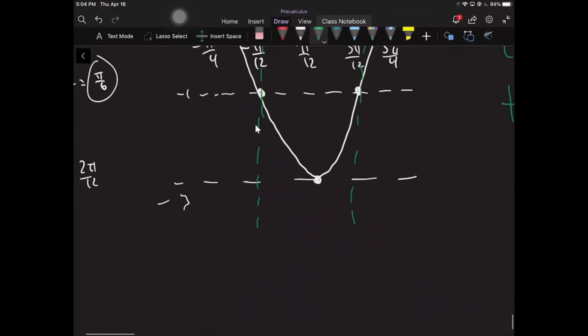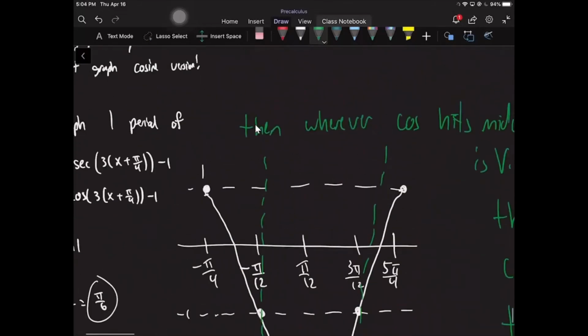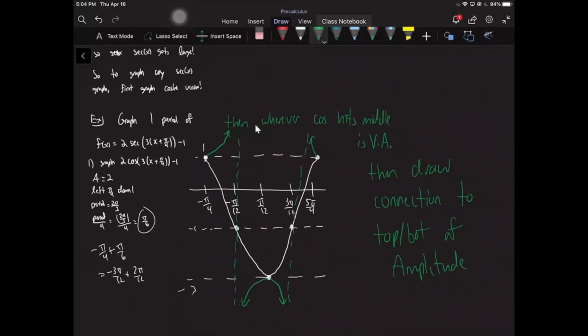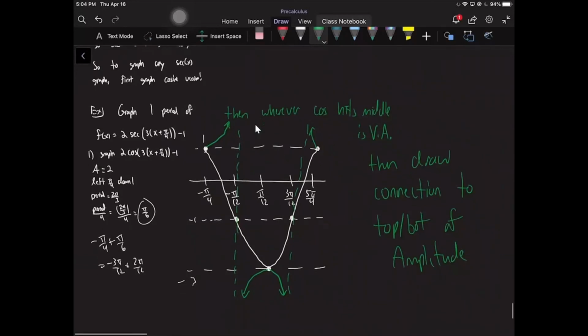So let me draw this middle one first. It's going to follow it that way, and follow it that way, follow it there, and follow it there. So then the green part is the graph of the secant version. And that's it.